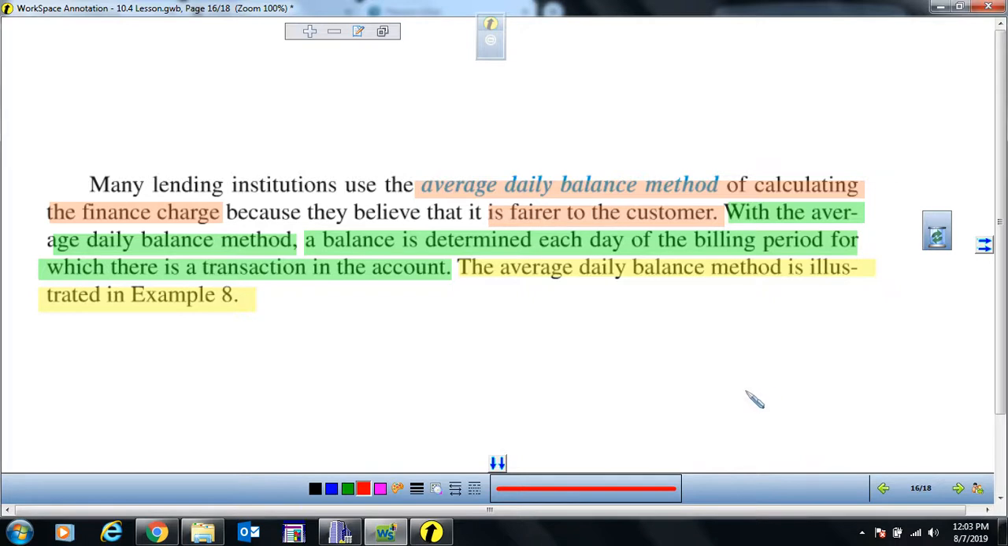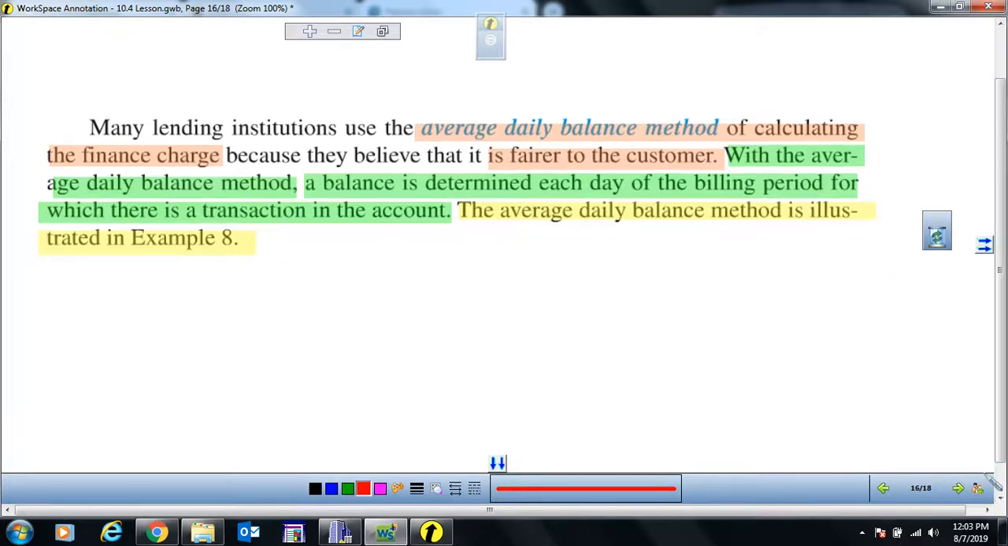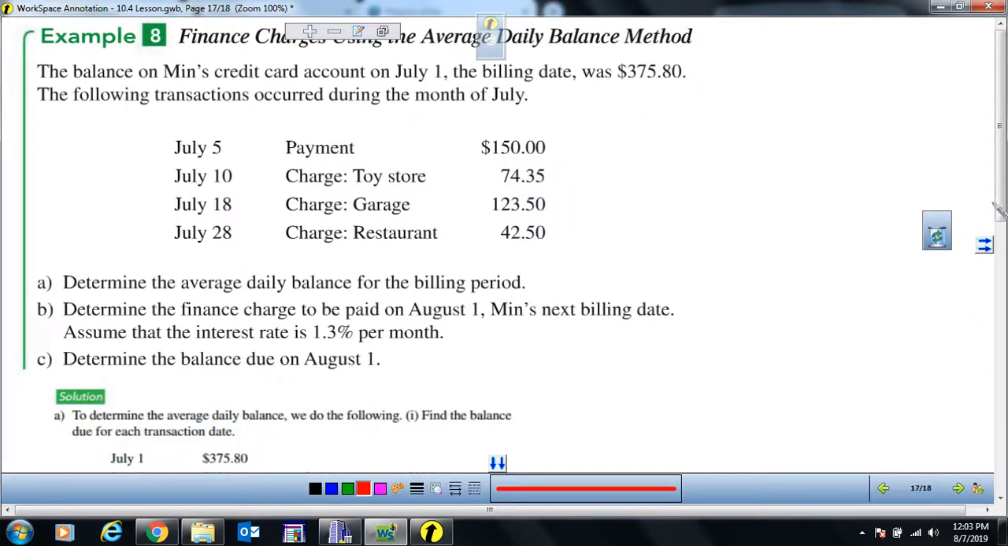So with this one, a balance is determined each day of the billing period for which there is a transaction. Every time you use the credit card, basically, they're going to recalculate the most recent balance, right? So here we have this example: finance charges using the average daily balance method.